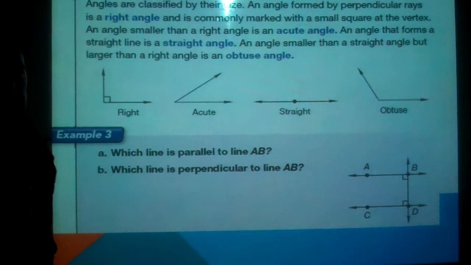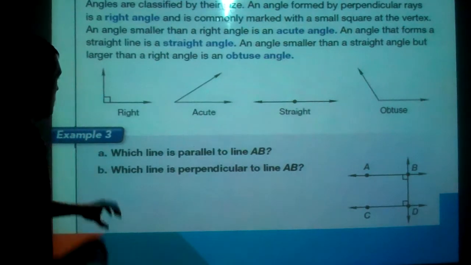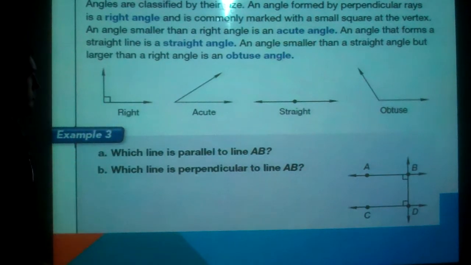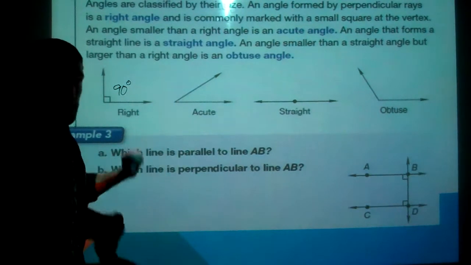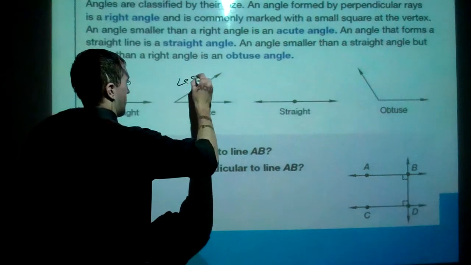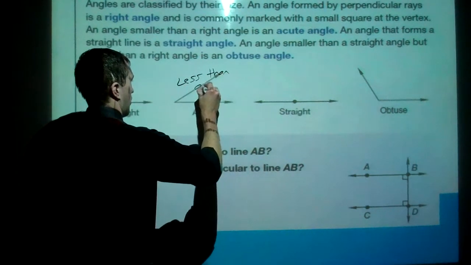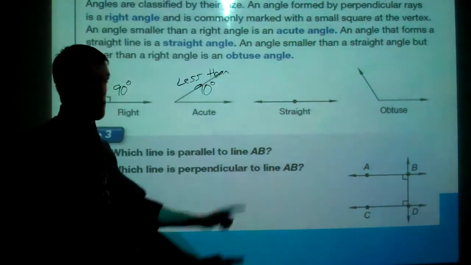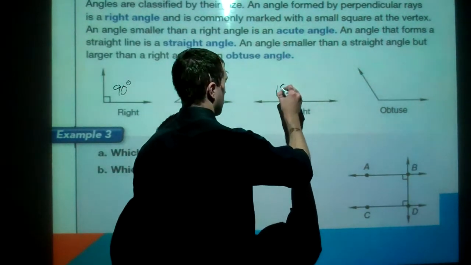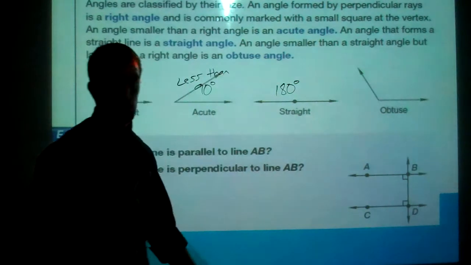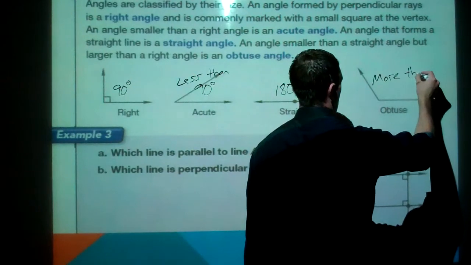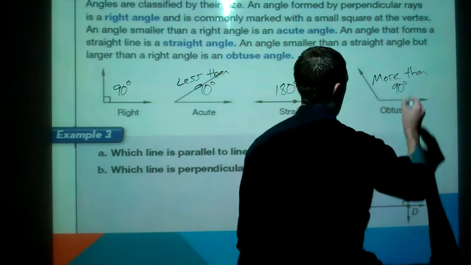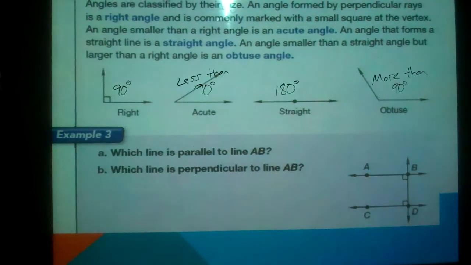Alright, certain types of angles that my students have seen before. We have a right angle, which we already talked about. This is 90 degrees. An acute angle is less than 90 degrees. A straight angle is 180 degrees. And obtuse is more than 90 degrees. So that's the difference between our four types of angles.